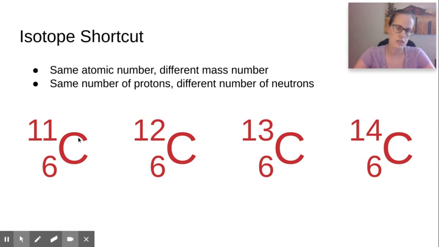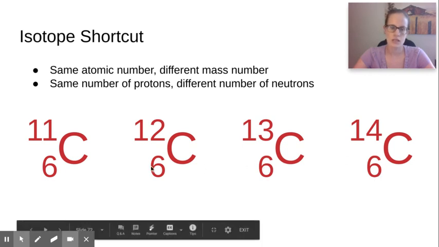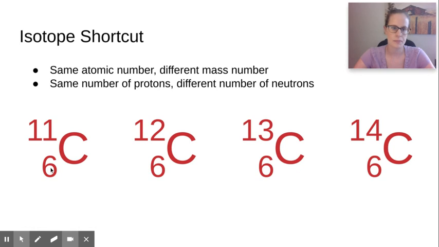So here I've got carbon. Carbon is always 6. If you look at the periodic table, its atomic number is always 6, protons in a carbon atom. So same atomic number. But carbon can make 4 different isotopes. So here, if you do 11 minus 6, you'll get 5. So this carbon atom has 6 protons and 5 neutrons to get 11 for the mass number.